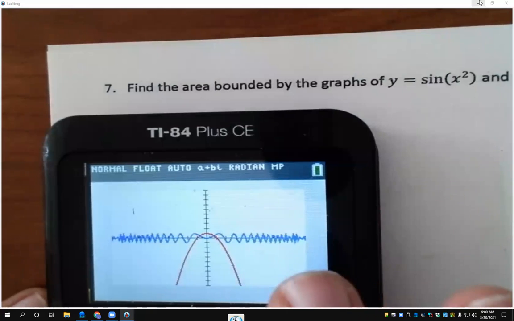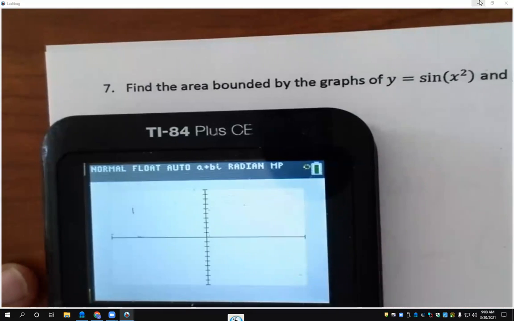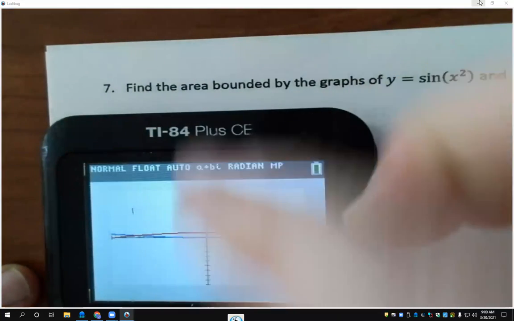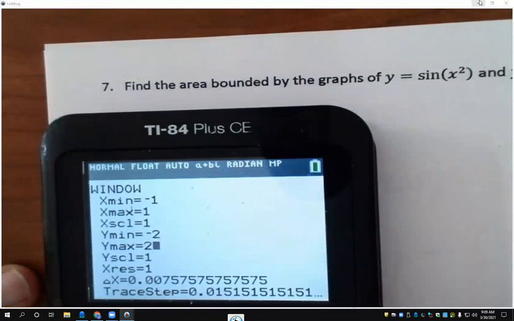So I'm going to go to my window and on X, I'm going to go from -1 to 1. Okay. Not that this is necessary, but it helps. Because we don't want to see all that other stuff that was going on anyway. That actually doesn't help too much because the Y's are not really good either. So let's change our Y's to go from like -2 to 2.